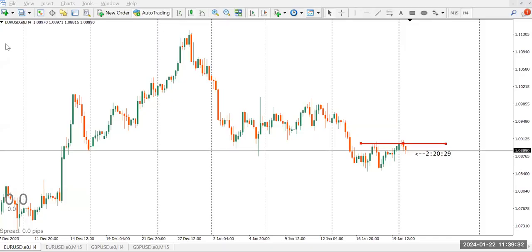As you can see, I'm on the Euro Dollar 4-hour time frame. As I said, I use the 4-hour time frame to spot the pattern and use 15 minutes to execute the trade. So as I said to you yesterday, the market moves in three forms.